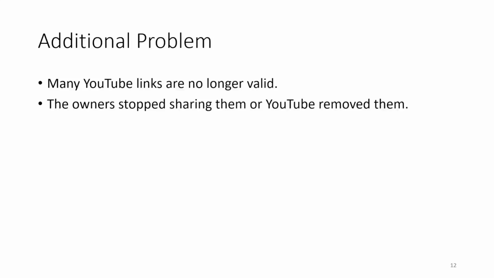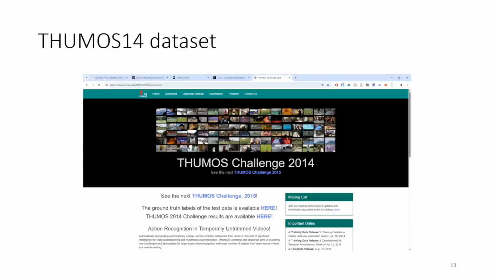Because ActivityNet only provides the labels, and many YouTube links are no longer valid. So the owner can stop sharing the videos, or YouTube will remove that. Okay, let's see another. So that is ActivityNet 1.3.